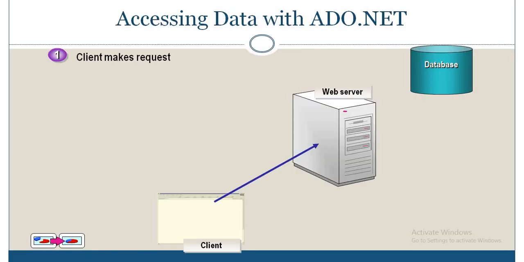Accessing data in ADO.NET: web server and database client process. Connection classes and command classes. First, we discuss connection classes. In ADO.NET, we use connection classes to connect to a database. These connection classes also manage transactions and connection pooling when connecting to the database.